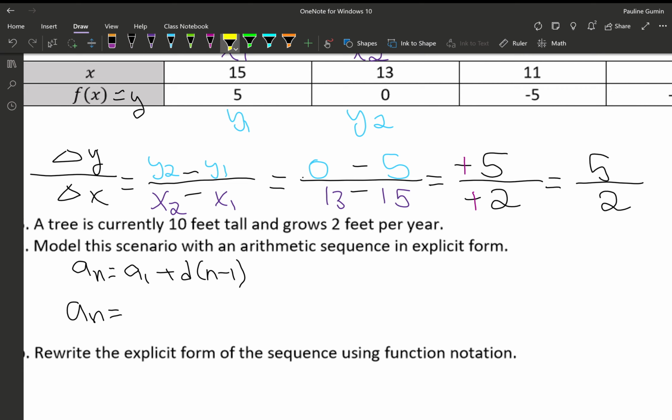Our a1 is our first term, so what we start with. Our tree is currently 10 feet tall, so 10. d is our common difference, our pattern. It grows 2 feet. That means plus 2.